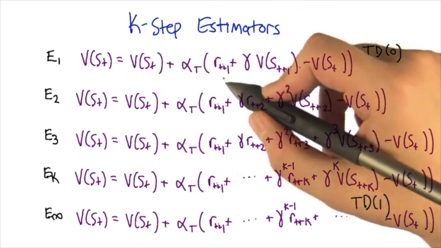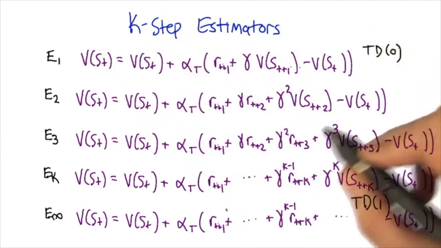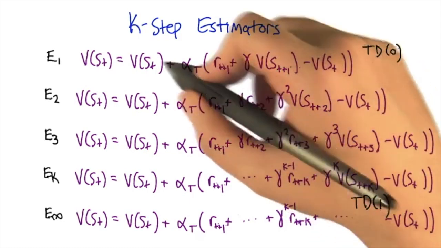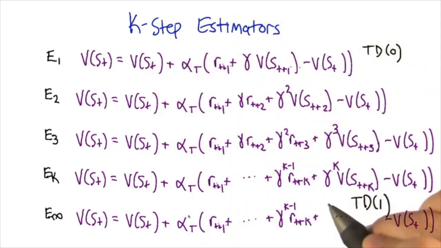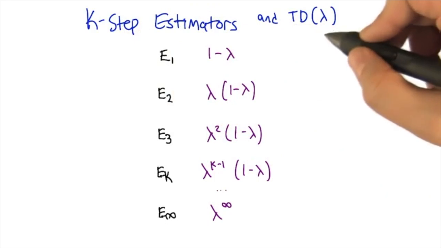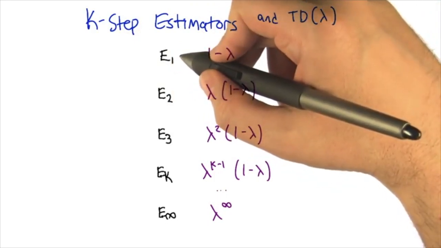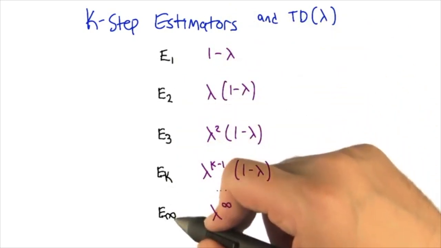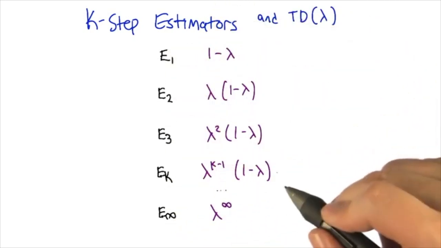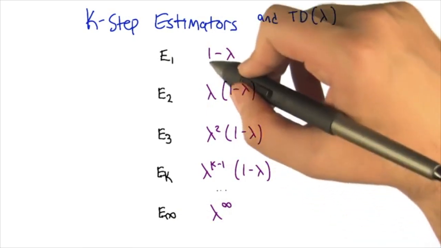So what I need to do next is actually relate these quantities to TD lambda, which we're going to show is a weighted combination of all these estimators. All infinity of them? All infinity of them. Oh, that's pretty impressive. So here's how we relate the k-step estimators that we just talked about with TD lambda. So the idea is this. We're actually going to be using a weighted combination of all of the estimators for any one of these TD lambda algorithms. And the weights are going to look like this.